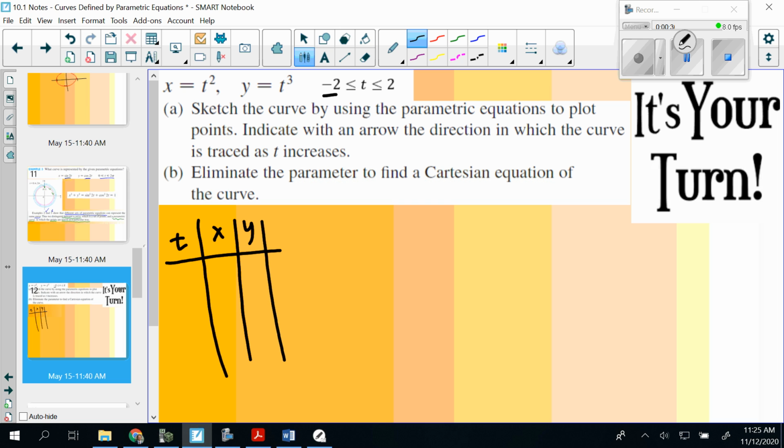So it looks like we want to start at -2 here. So plug that in, like if you do -2 squared for x, that would be +4. -2 to the third power, if we multiply 3 negative 2's together, we get -8. And then you could keep doing that till you get to 2 here and find those points and connect them.